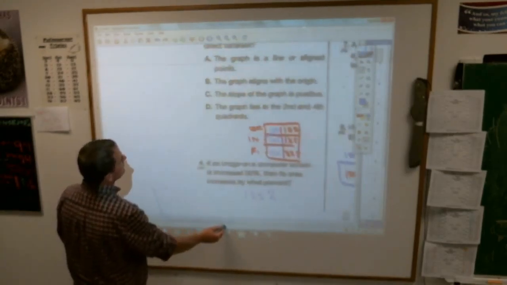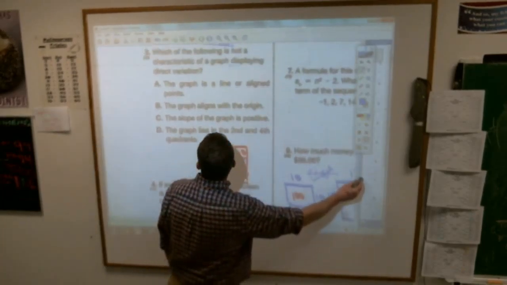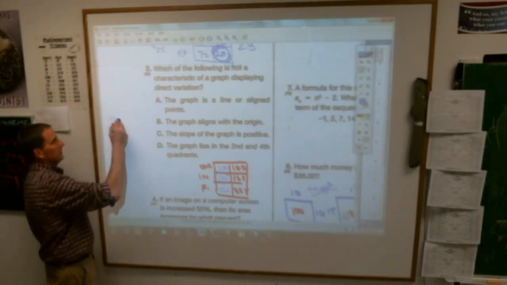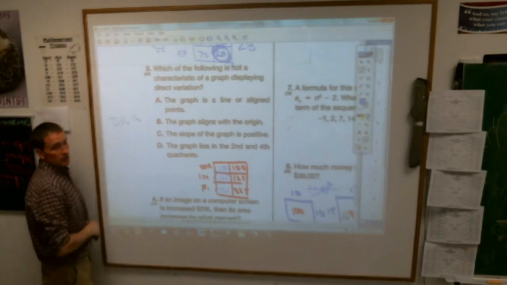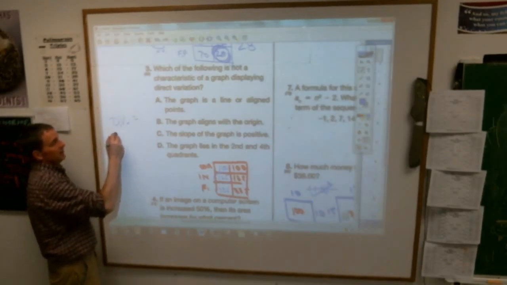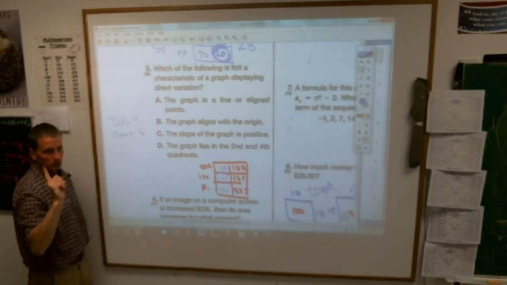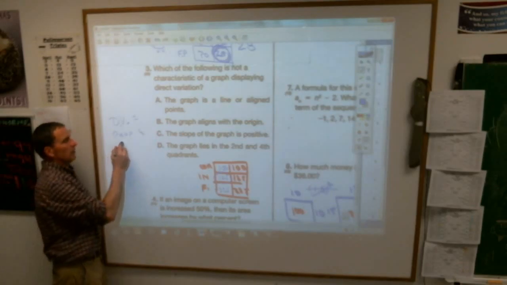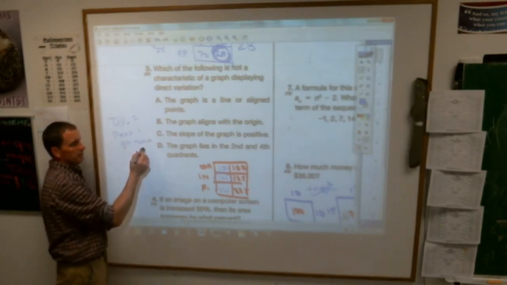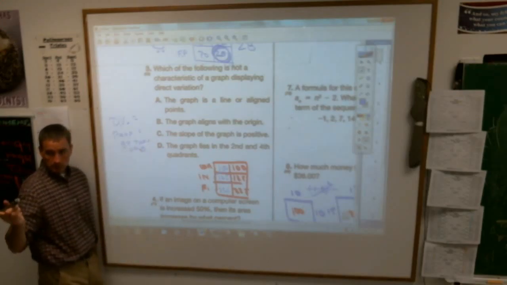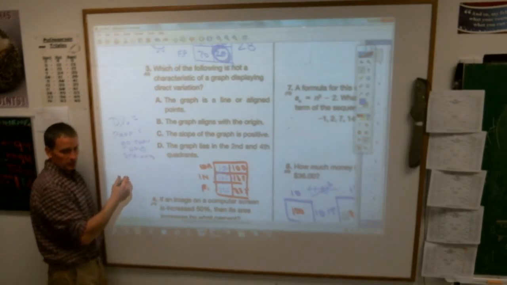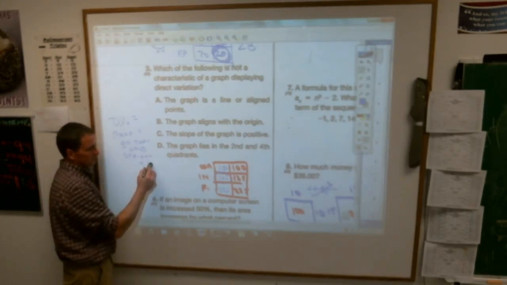What does 3 say? Which of the following is not a characteristic of a graph displaying direct variation? To this, I would say in my notes, I'm not even going to look at the problem, but direct variation is the same thing as being proportional. And for things to be proportional, 2 things have to happen. Number 1, they have to go through the origin, which means when one is 0, the other one has to be 0. And the other thing, it has to have a straight line, which means there has to be a constant factor, the constant of variation.